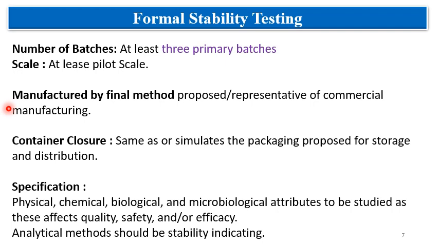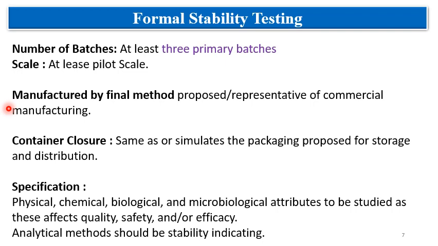Then container closure. The container closure should be the same as, or should simulate, the packaging proposed for storage and distribution. So all these things, like the manufacturing method, container closure and the specification, are finalized by the R&D department during their research. Then with these methods, specifications and container closures, this goes to the plant where the manufacturing is to be done, and there the 3 pilot scale batches are taken for regulatory approval purposes.